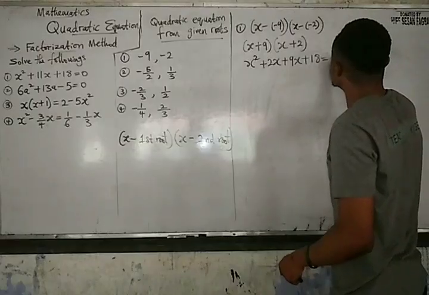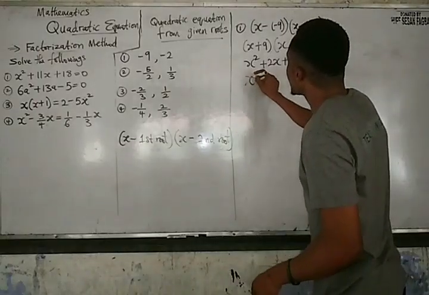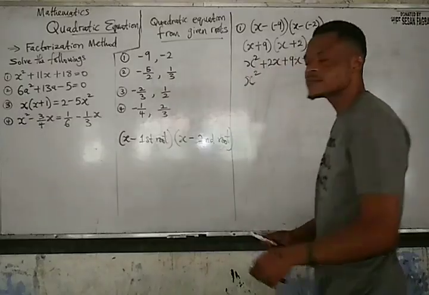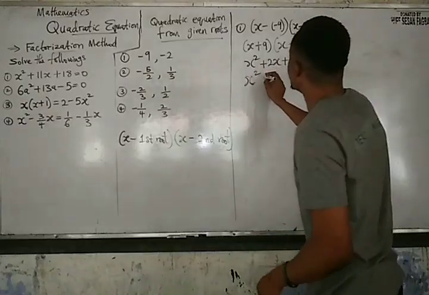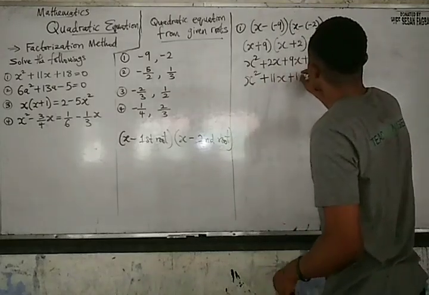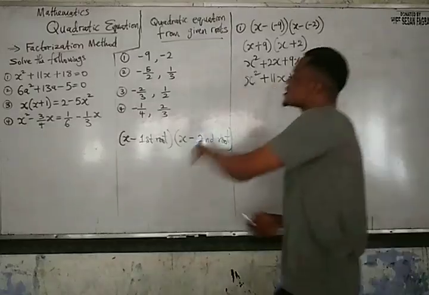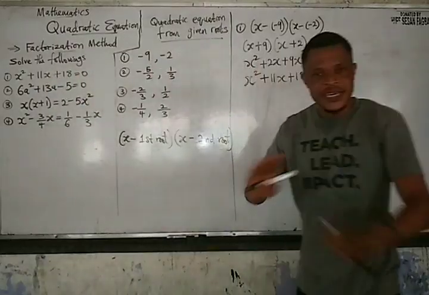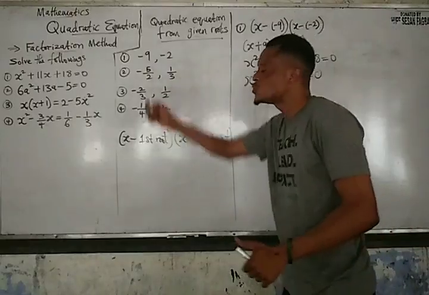All to give us 0. We move further by saying x squared, 2 plus 9 will give us 11x, then plus 18 equal to 0. Let's check this and check this. Easy. So the second one, we have our roots to bring in fraction.